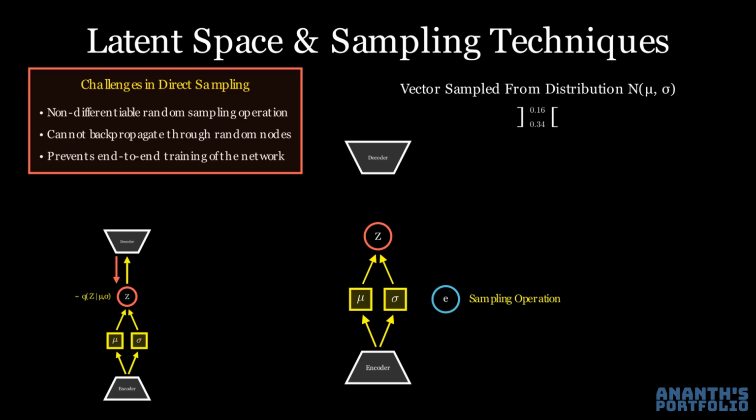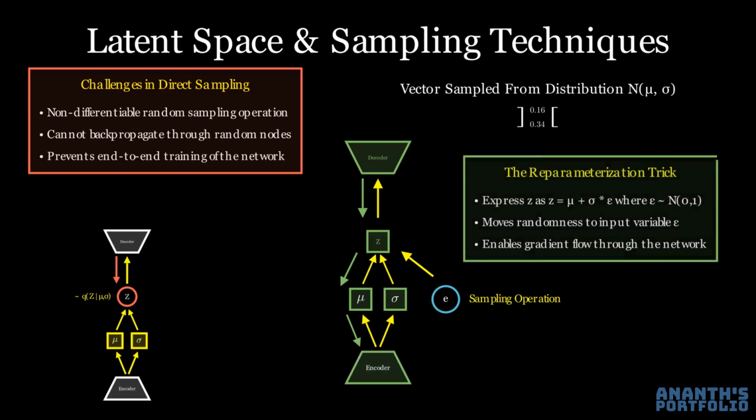Instead of sampling directly from the distribution, we express our sampled point z as z equals mu plus sigma times e. Here, e is drawn from a standard normal distribution. By separating the randomness into e, which is independent of the network parameters, and keeping mu and sigma as deterministic outputs of the encoder, we make the sampling operation differentiable. This allows gradients to flow through mu and sigma, enabling backpropagation across the entire network.